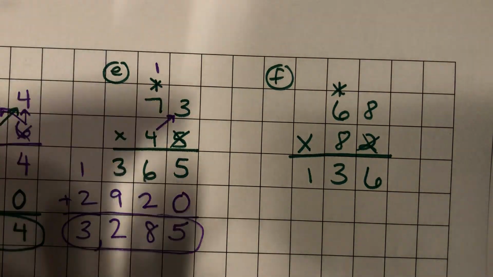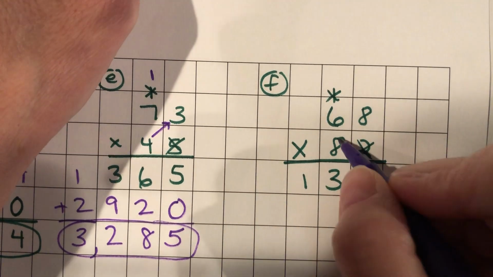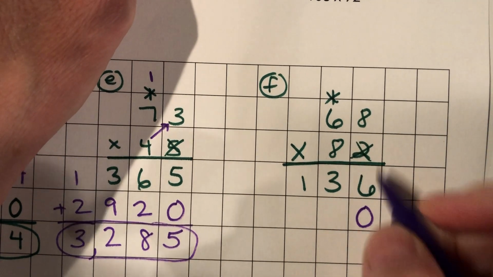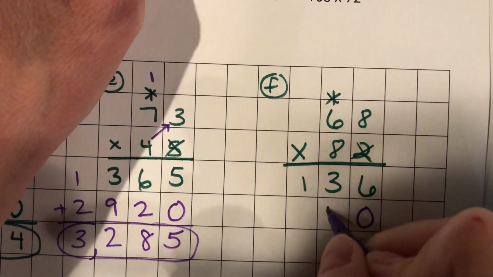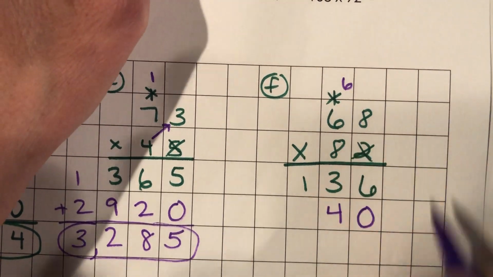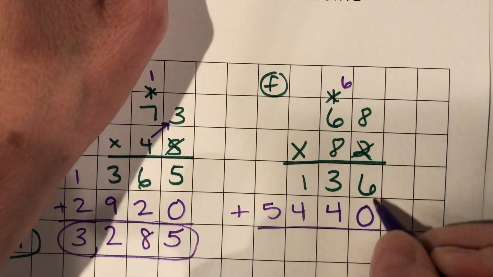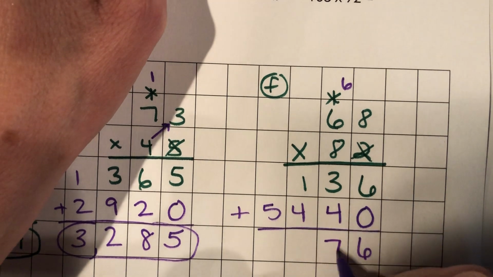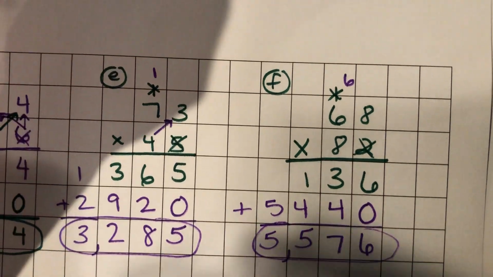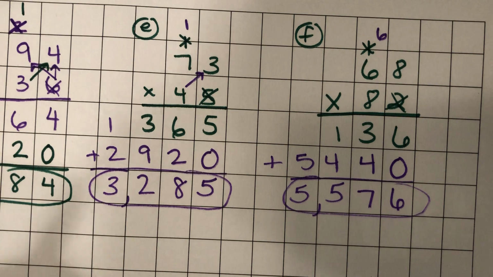Now I'm going to go ahead and multiply 68 by the 80. And I know when I multiply by 80, I can do the same thing as 68 times 8 with a 0 in the ones place. So put that 0 in the ones place. 8 times 8 is 64. And 6 times 8 is 48. 48 plus 6 is 54. And now we're ready to add them together. 6 plus 0, 4 plus 3, 4 plus 1, and 5 plus nothing. 5,576.